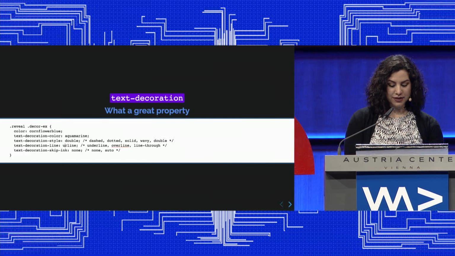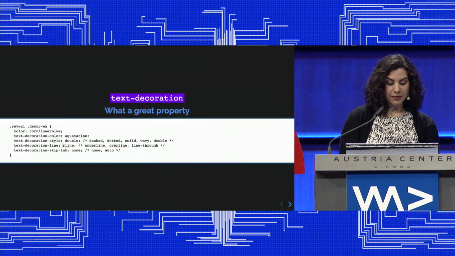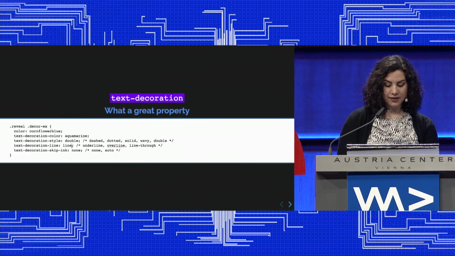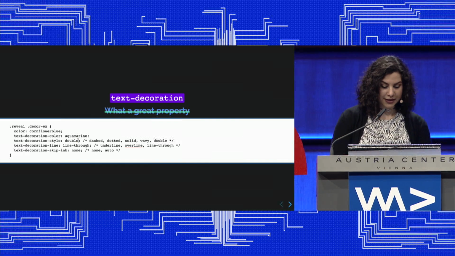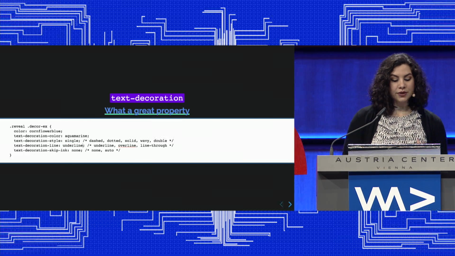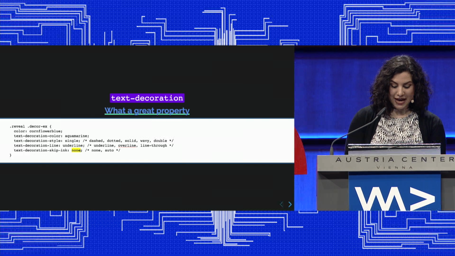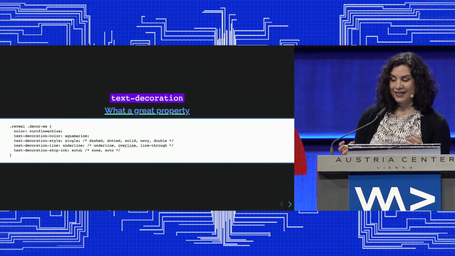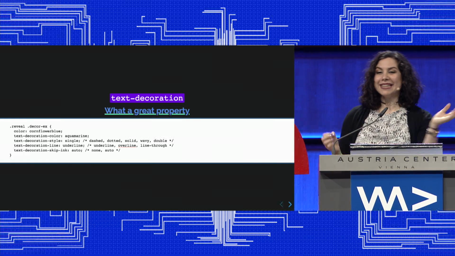You could change where it's located. You can do an overline. So this is above the text. Line through is what we see with strikeout right here. But you can still apply these properties to it. I'm going to change this back to single and make this an underline. And you can also use text decoration skip ink, which magically skips the ink. So all those descenders will get skipped.